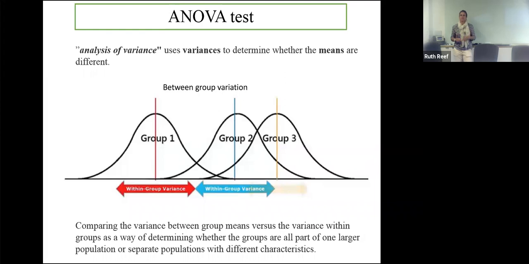But the variation between my face and a cow's face is just so much greater than the variation within the human population or the variation within the cow's population. So the between group variation becomes really important in the ANOVA.